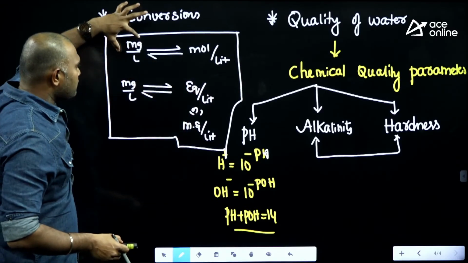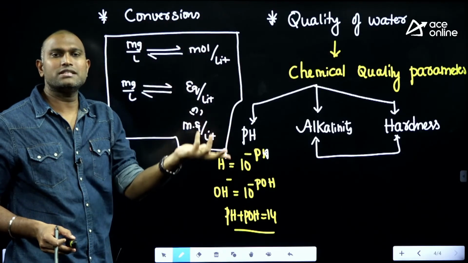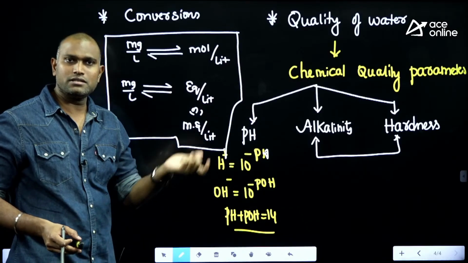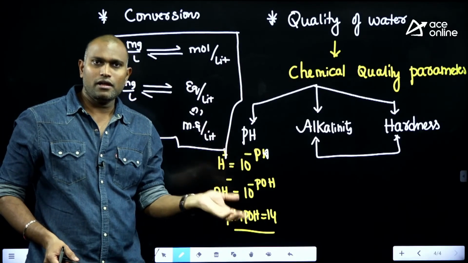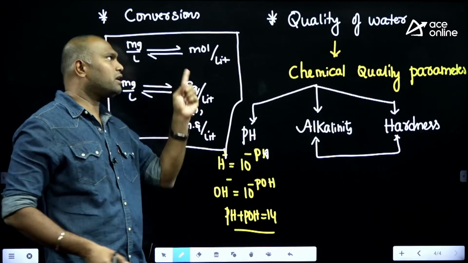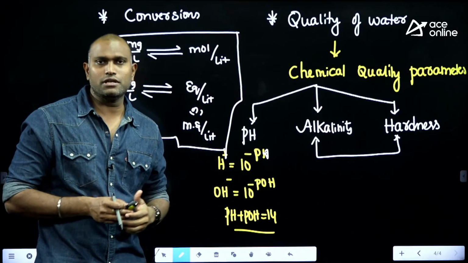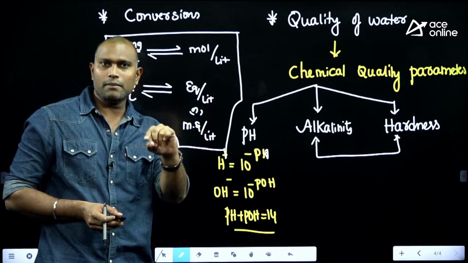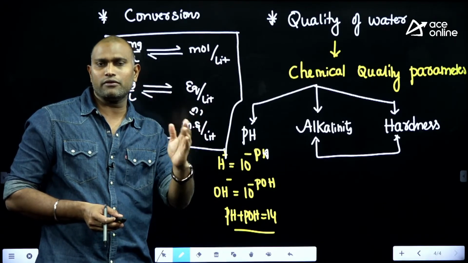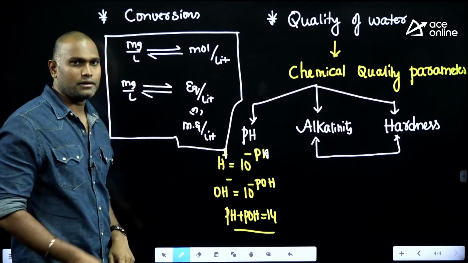How to find out these conversions? If I give you mole per liter, 1 mole, its weight is nothing but molecular weight. If I give you 1 mole, what is the weight? Mole into its molecular weight. That comes as a gram, but I want in terms of mg. So gram converts to mg, then it is going to be mole into molecular weight into 1000. So mole into molecular weight into 1000 converts mole per liter to mg per liter.